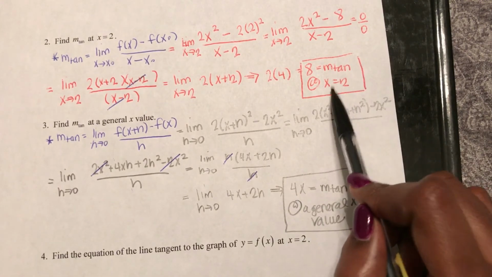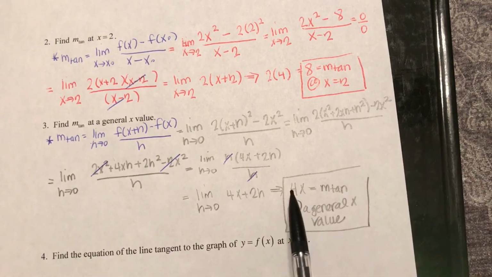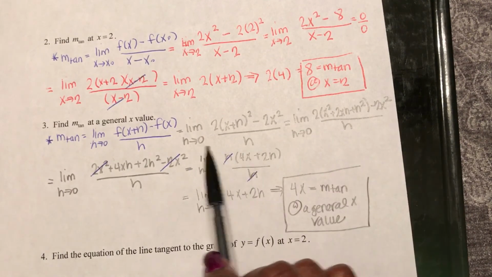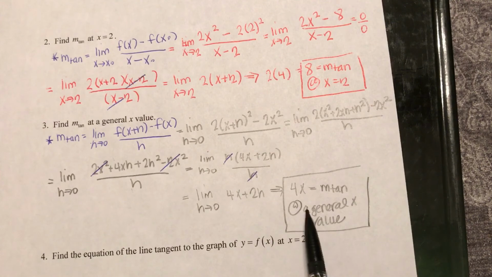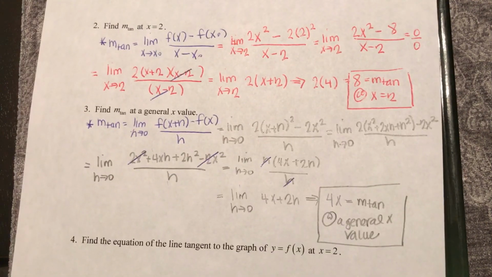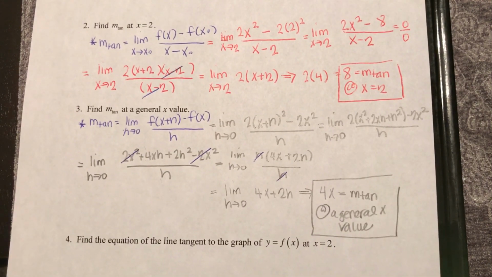Well, let's look up here. At x equals 2, 4 times 2 is 8. So you could have found the general equation and then plugged in your x value as well. So there's quite a few ways to get around to finding the slope of your tangent line.